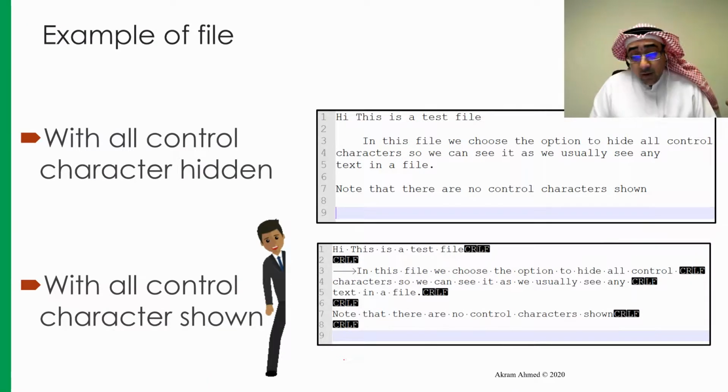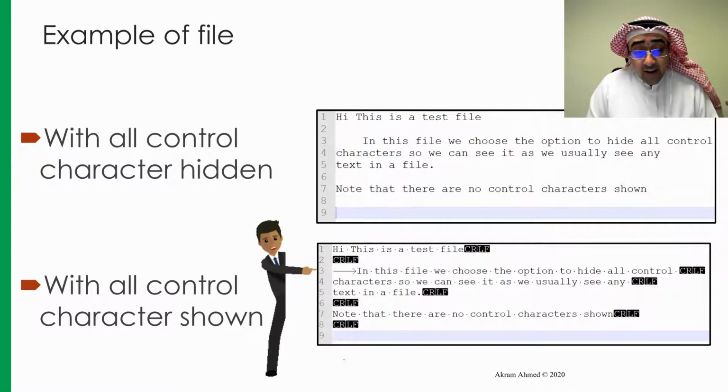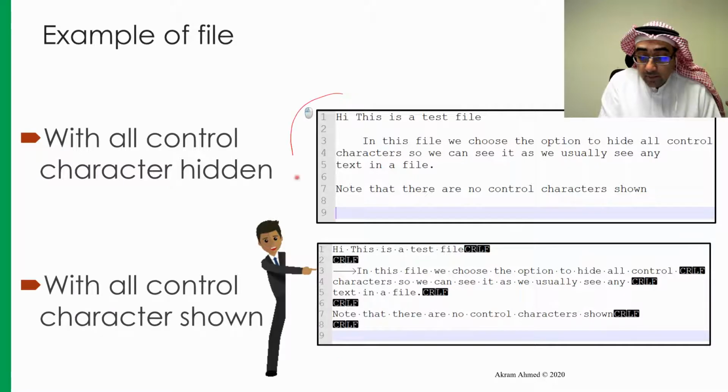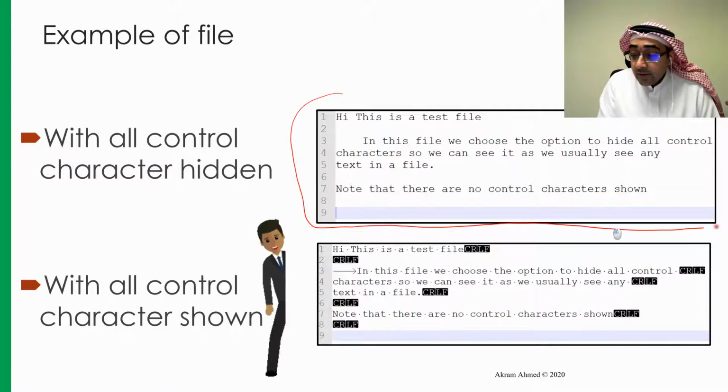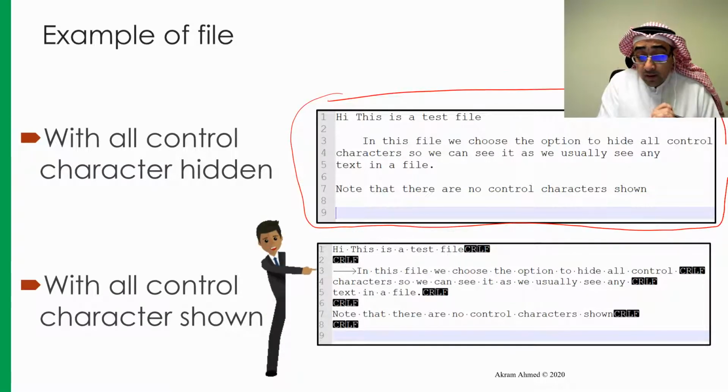Basically, files have in them characters that usually are not printable. This is an example of a file. The example on the top is the file that we usually see on our screens, and all the control characters are usually hidden in it. So just like the \n that we put, and a tab, everything is actually hidden.